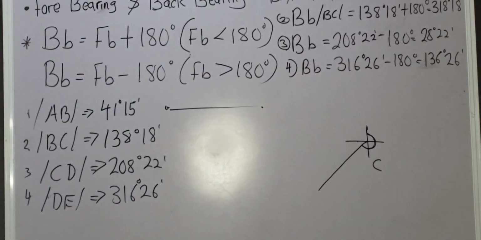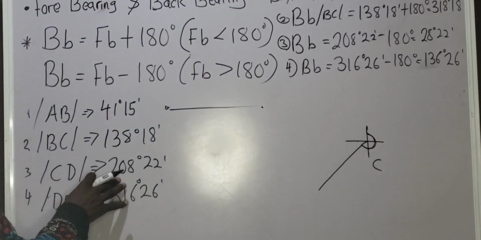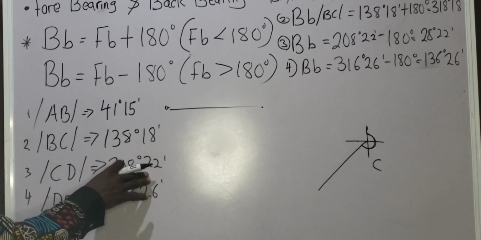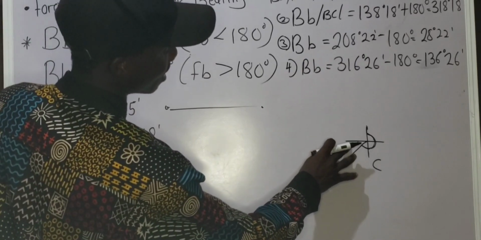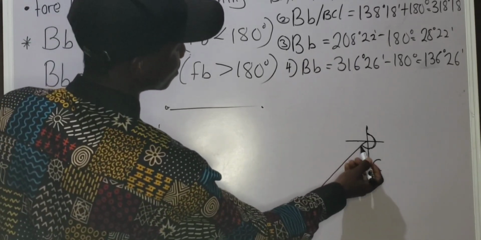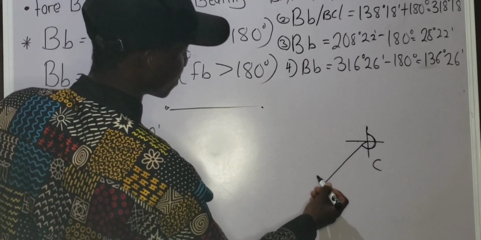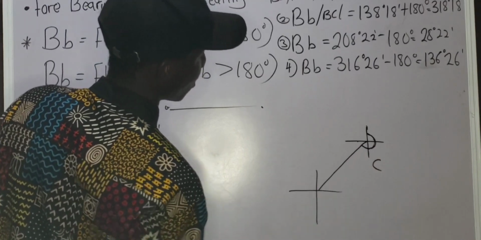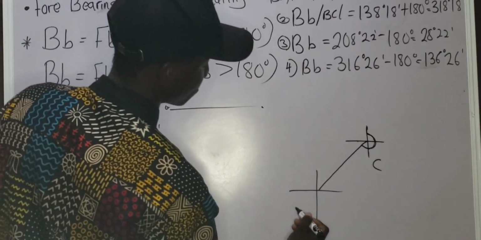Have you seen it? Do you understand? Because the angle is 208 degrees 22 minutes, it's not up to 270. You understand what I'm saying? So the angle is going to lie across this place. So let's proceed. Now, this is point C and this is point D.